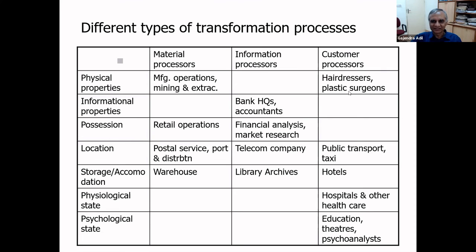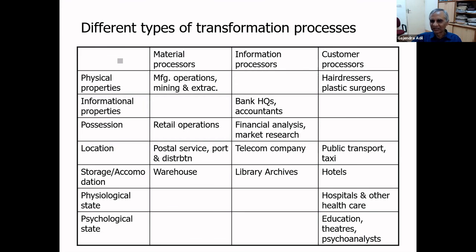So physical changes, you can take the example of hairdressers and plastic surgeons, right? Another kind is location changes: transport, taxi, public transport. Storage, for us, is hotel stay basically. And these two are only for persons, right? Physiological and psychological. Hospital and healthcare are physiological changes, and psychological could be education, health, theater, etc. Okay. So these are customer processes. So this is a kind of transformation which happens.